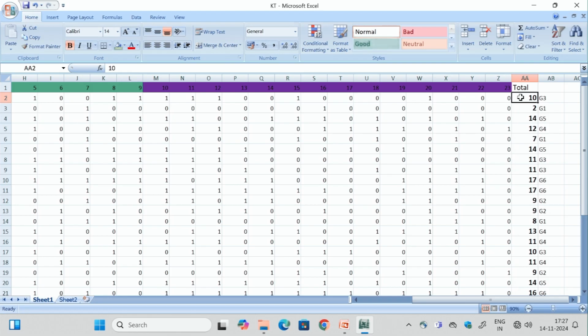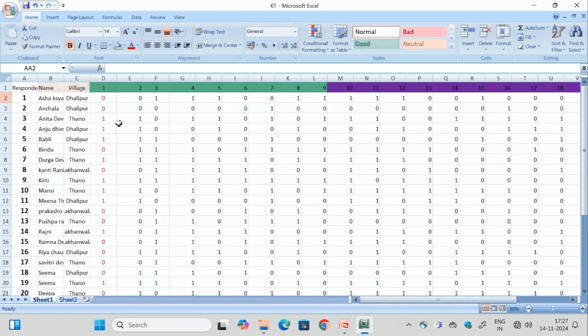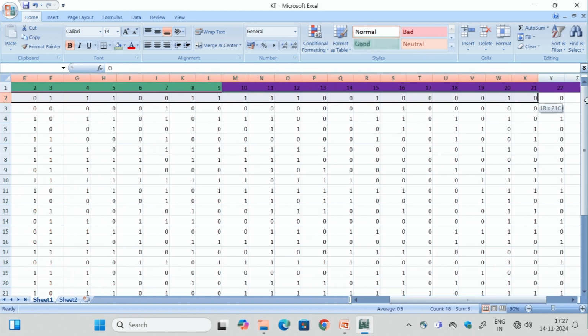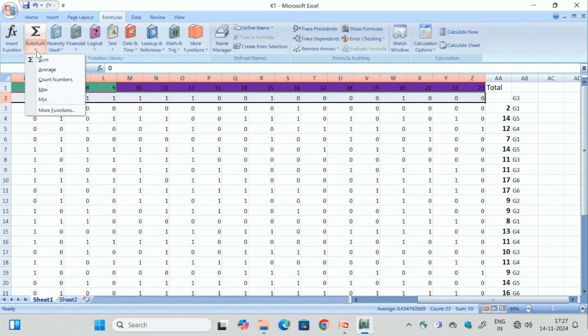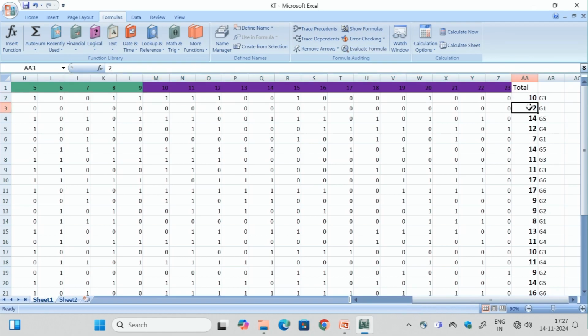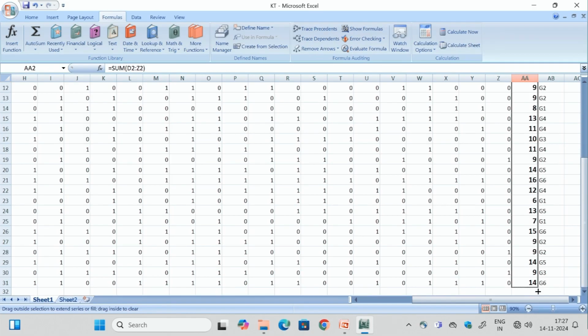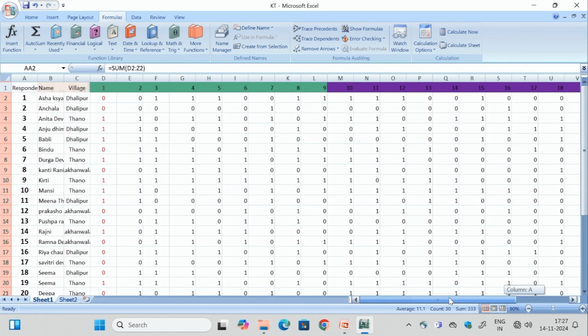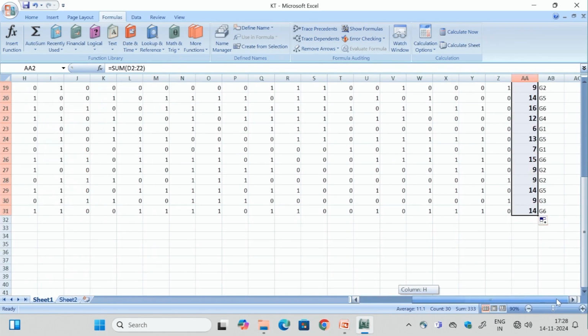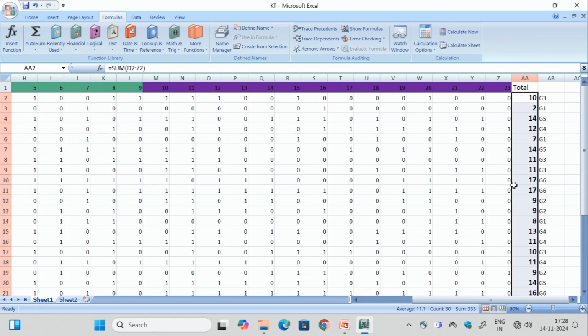And after that, what do you need to do? You need to calculate the total. The total value is the summation of the score received by a particular respondent. The first respondent gets a total score of 10. In the same way, if you drag it down, you will get the total score of each respondent. How many respondents are there? There are 30 respondents on whom the knowledge test was initially administered.